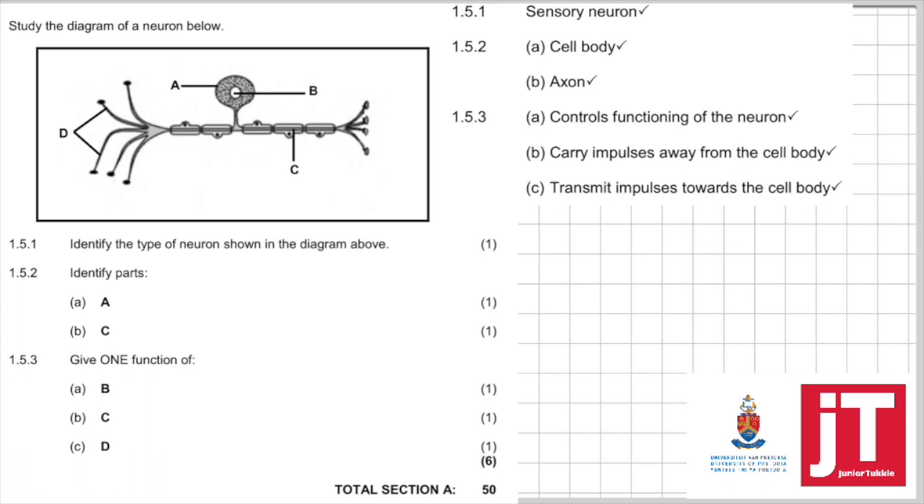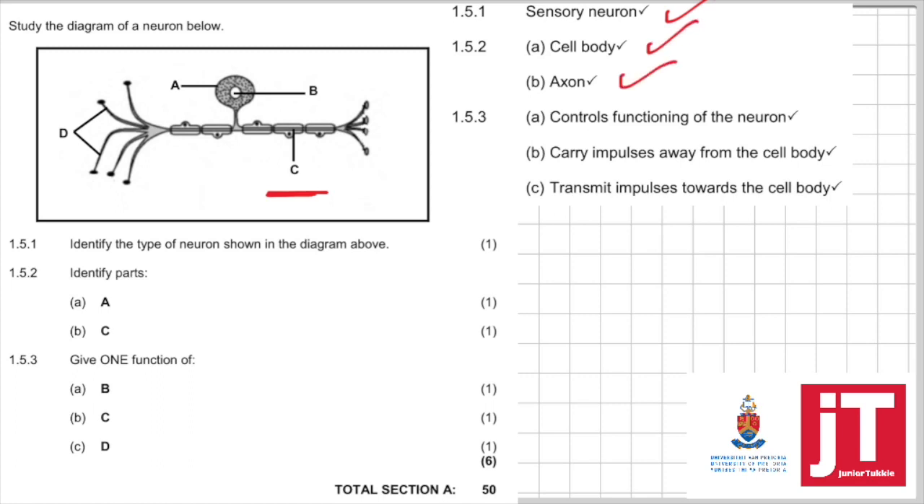Right, 1.5. Study the diagram of a neuron below. 1.5.1. Identify the type of neuron shown in the diagram. This we know is a sensory neuron. 1.5.2. Identify part A. Part A is this entire structure with the cell body, or with the nucleus, sorry. That's the cell body. Right. Identify part C. Part C is pointing to that long thread. So that, of course, is the axon.